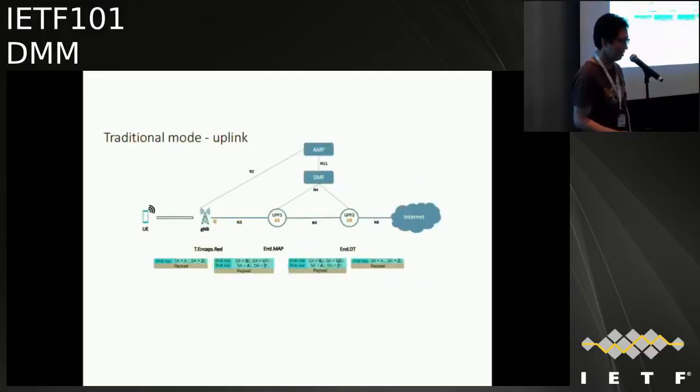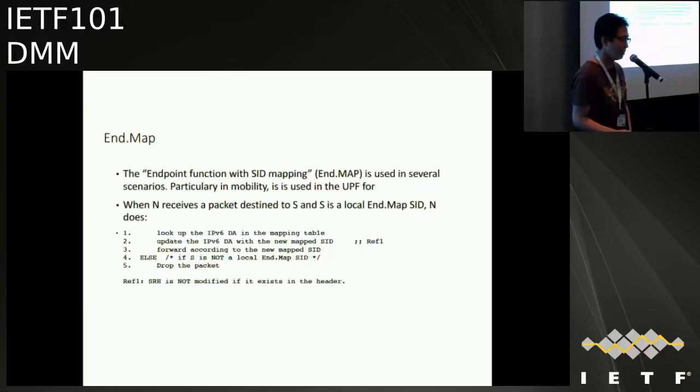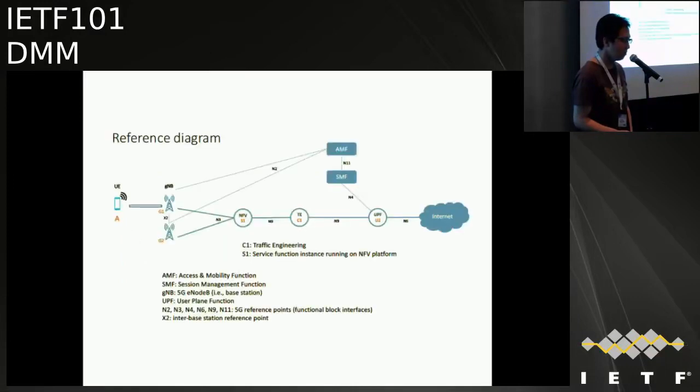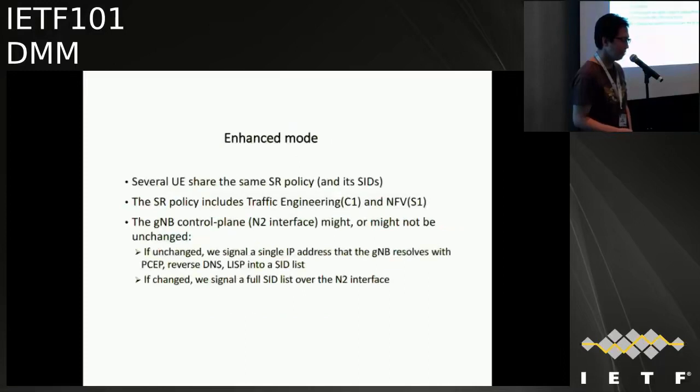I have to save time, so let's just go through what we have in the slide deck. We have a packet flow in uplink and also downlink. We introduced a new End function of SRv6 to support the traditional mode, and the mapping is quite a simple operation. Please read the document.